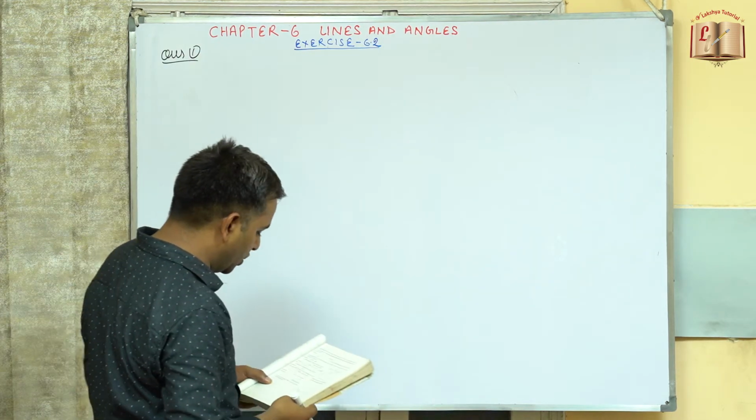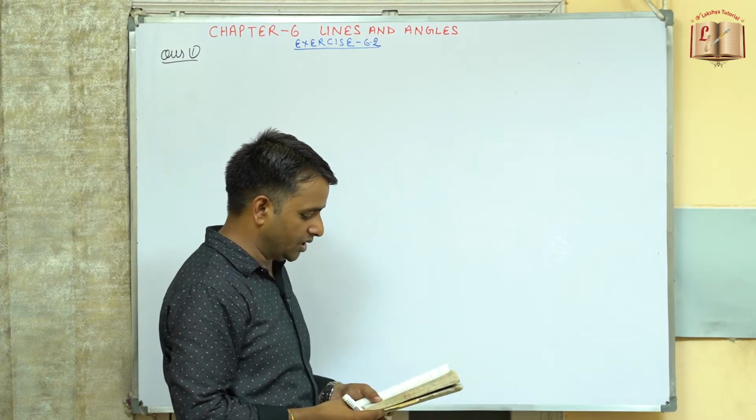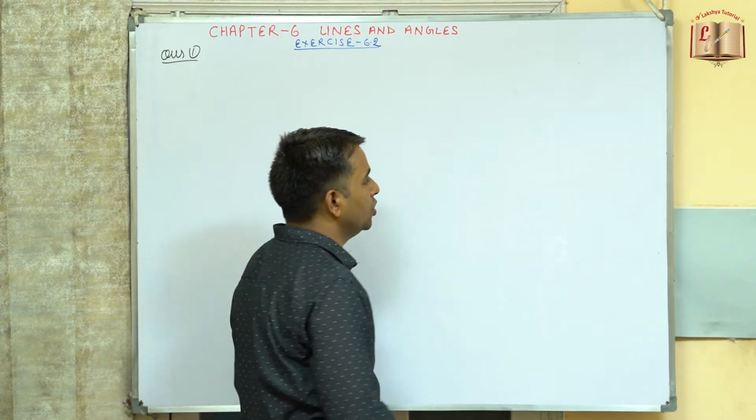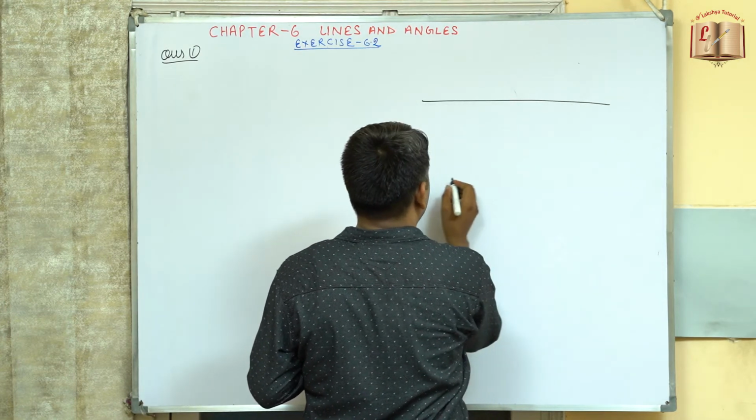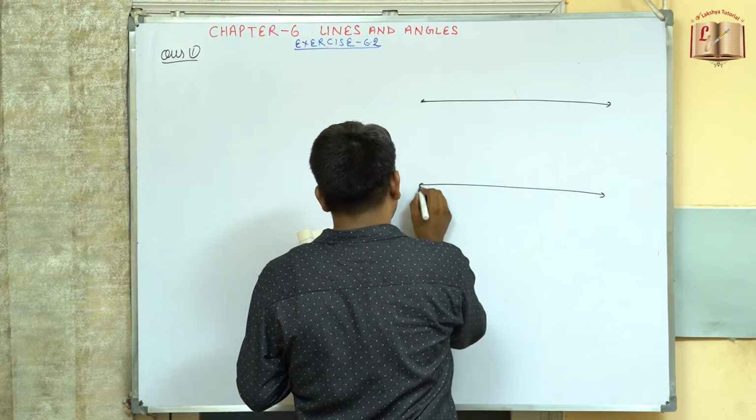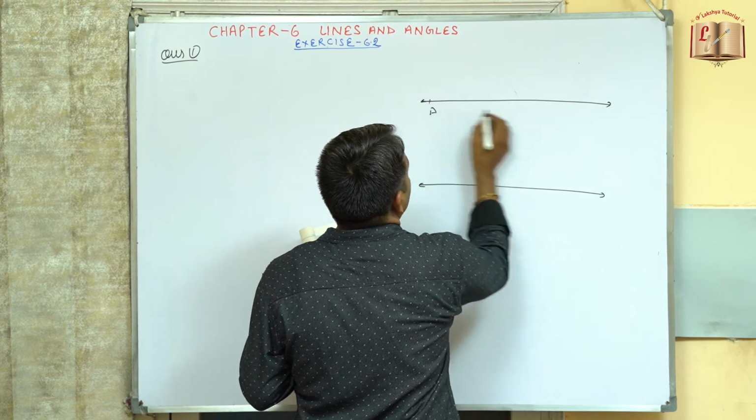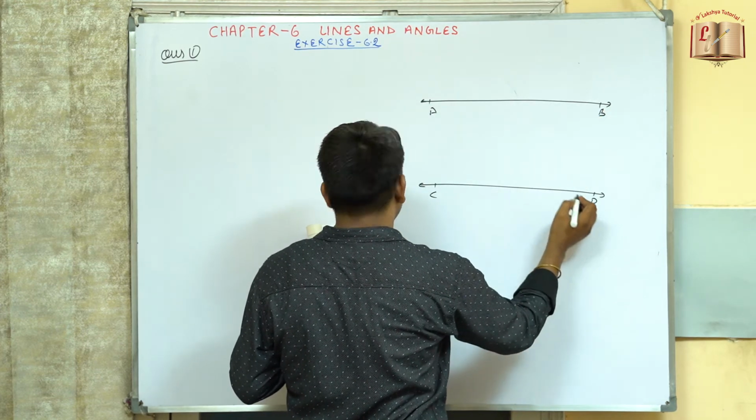In figure 6.28, find the values of x and y and then show that AB is parallel to CD. So first of all we need to find out the values of x and y. This is given to us. This point is A, this is B, and here it is C, and here it is D.